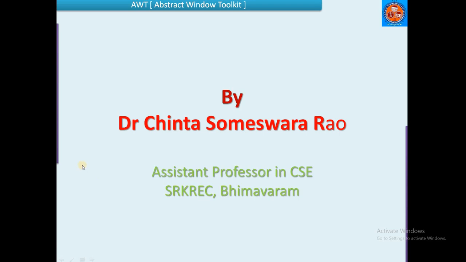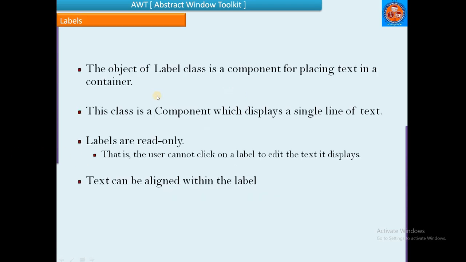Now I'm going to explain label. What is label? The object of label class is a component for placing text in a container. That means suppose we want to write some text on a component, we'll use the label. This class is a component which displays a single line of text which is ineditable. That means read only.